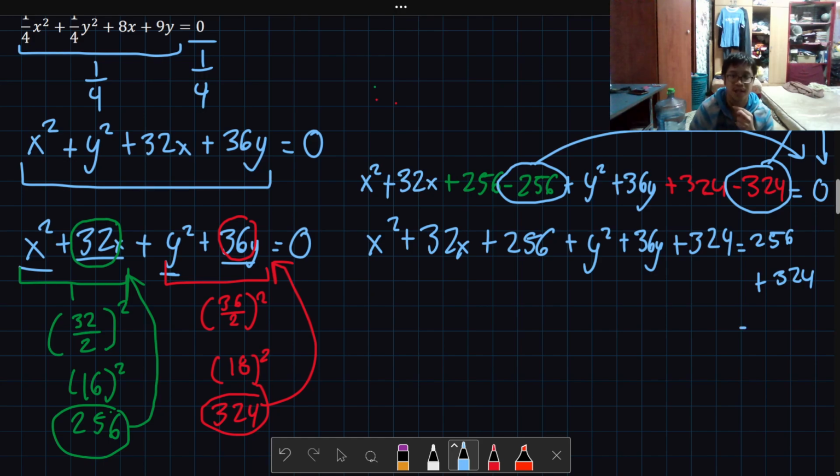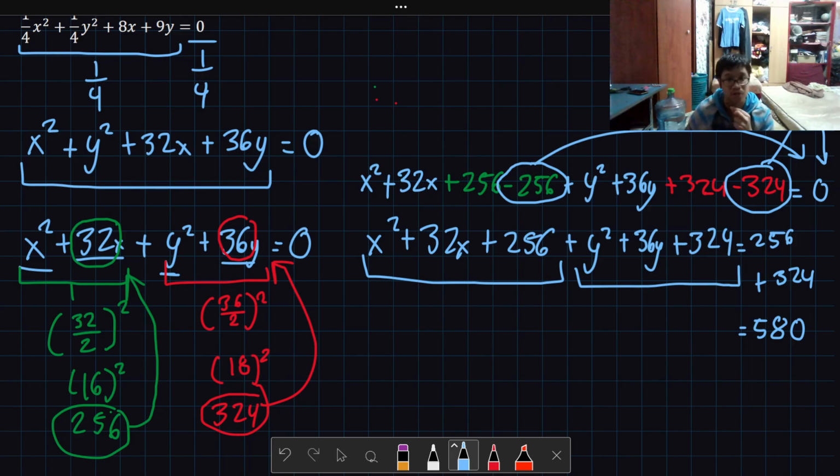All right. Then last step, we simplify both sides. On the right, all we need to do is just add them. So 256 plus 324. So you will get exactly 580. All right. Then on the left side, these two polynomials are now your PST or perfect square trinomial. So remember, for the perfect square trinomial, we can convert it to its squared binomial.